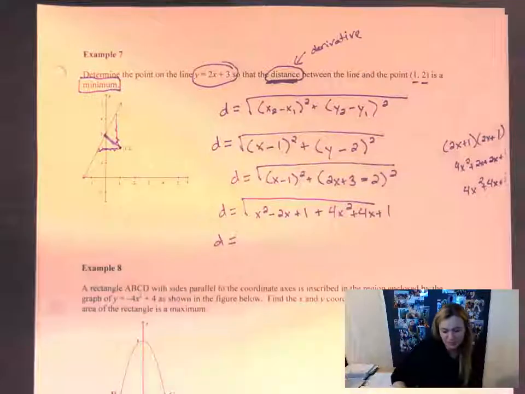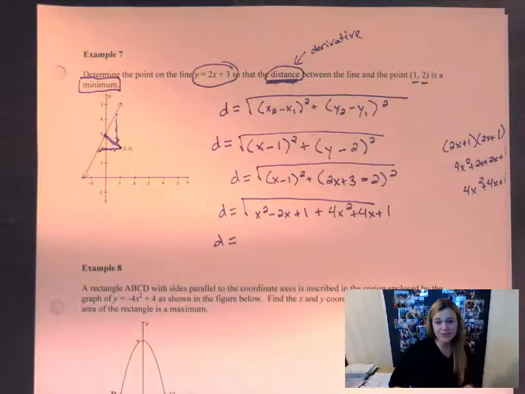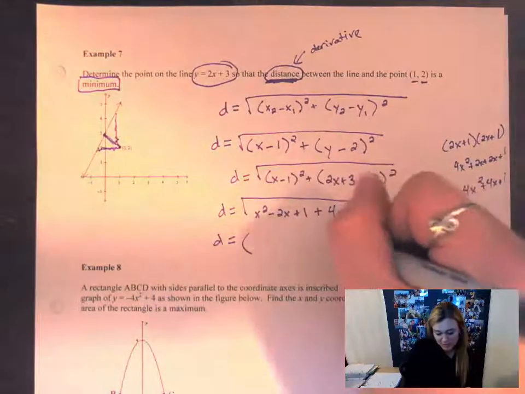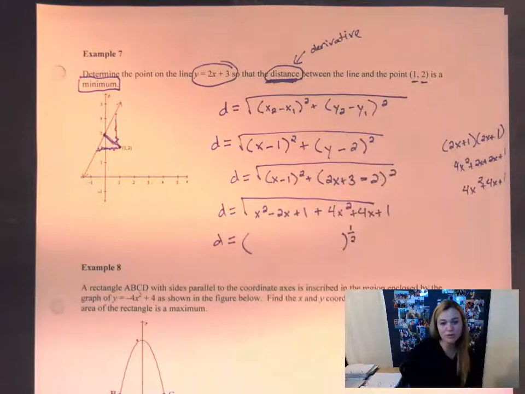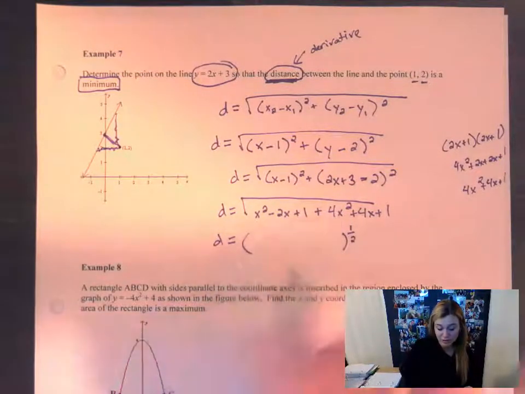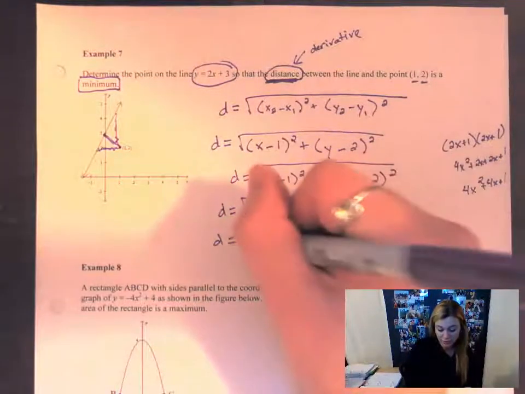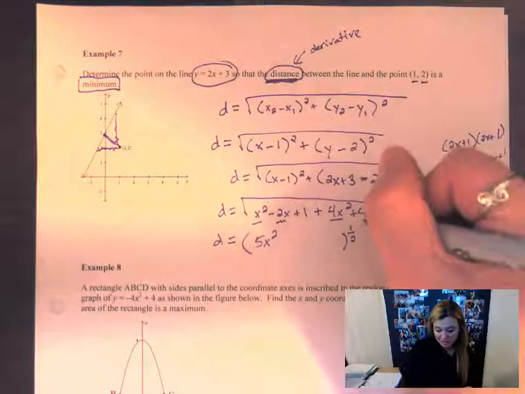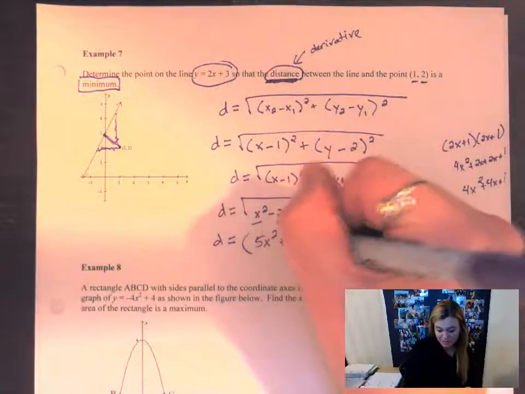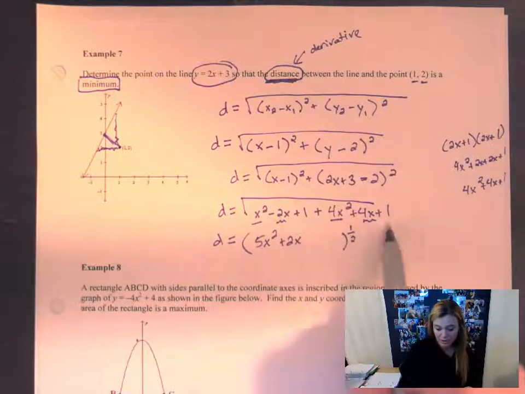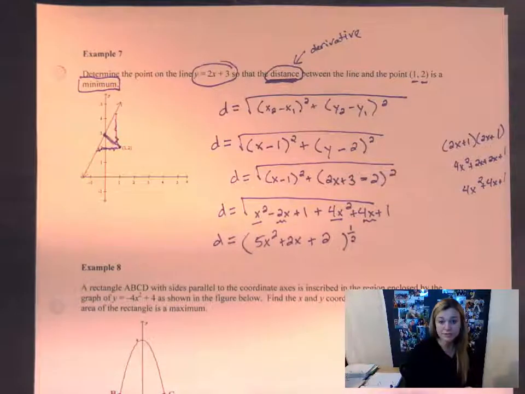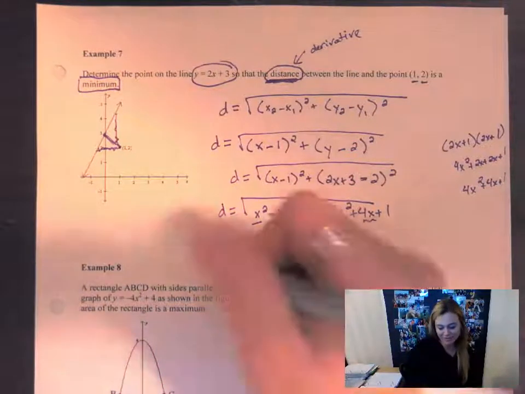One more step. So very sad if you're crying because you're like, we haven't done any calculus yet. You're right. Here, this is still algebra, but instead of writing square root, I'm going to write 1/2 so that it's easier to take the derivative of. I'm going to combine some terms here. I've got an x squared and a 4x squared. That's 5x squared. Negative 2x plus positive 4x would be positive 2x. 1 and 1. We're good. Now we can take the derivative.